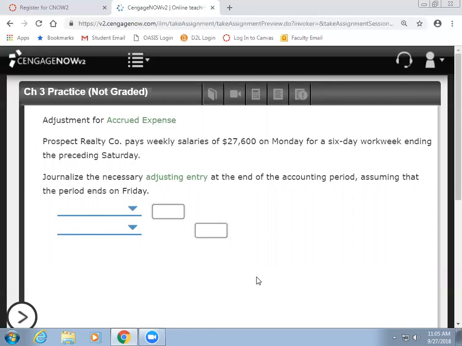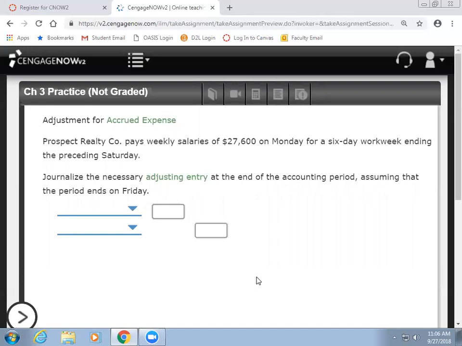So in this case, it says Prospect Realty Company pays weekly salaries of $27,600 on Monday for a 6-day work week that ends the Saturday before. We want to do an adjusting entry for wages that we owe that we're not yet paying, assuming that the period ends on Friday. So we have a work week that's actually running Monday through Saturday, and then we're paying them the next Monday. But here they're telling us the period actually ended on Friday. And so we need to look at wages that have accrued Monday through Friday only. Okay, so that one's a little tricky.